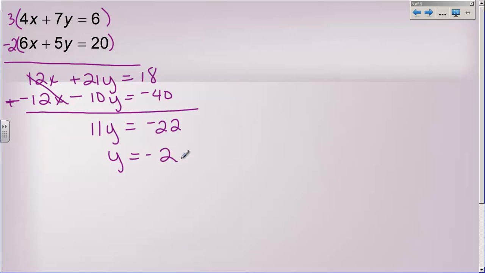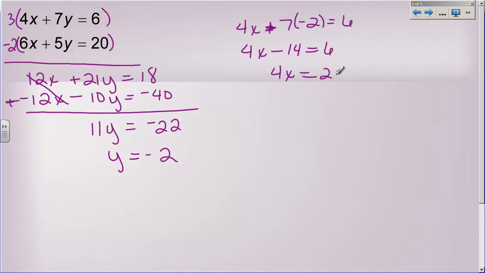Now to find x, I could just continue what I've been doing all along, and I'm going to plug it back in. So I have 4 times x plus 7 times negative 2 equals 6. So this becomes 4x minus 14 equals 6. So I have 4x equals 20. So x is 5. So you write your ordered pair. We're good to go.